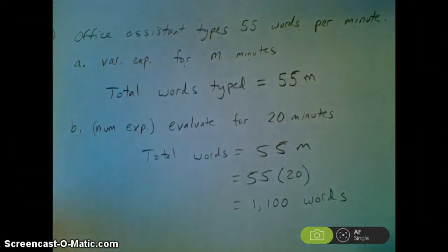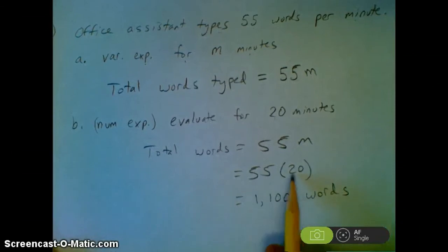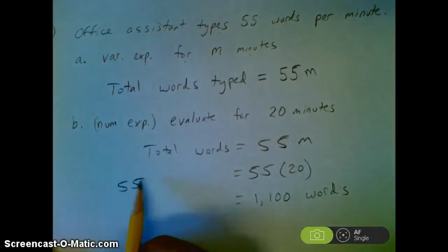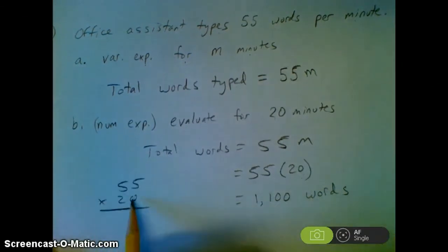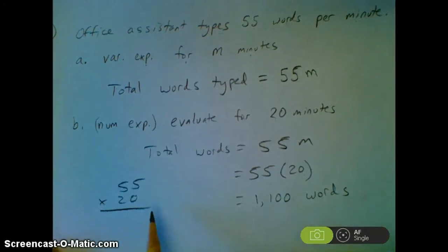Now, since you're at home, you probably would have done that on a calculator. What I actually would have done, what I did mentally, is I took this 20, 55 times 20. That's a little more difficult than I want to solve. So I broke this 20 into 10 and 10.